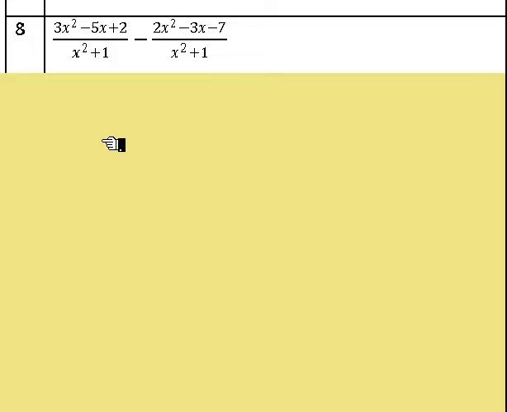And number 8, again, we're subtracting. Notice that we have a common denominator here. So we don't have to find a common denominator. We already have one. So we just have to subtract the numerators. And what we have to be careful with is our signs.